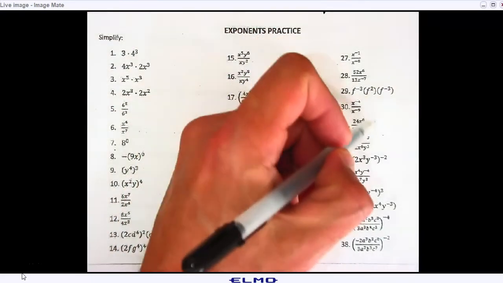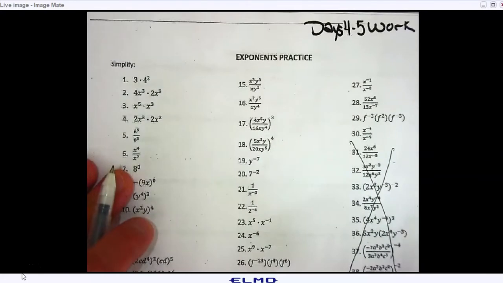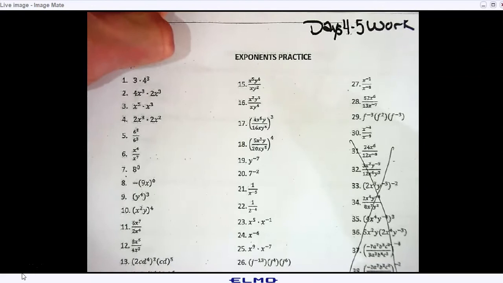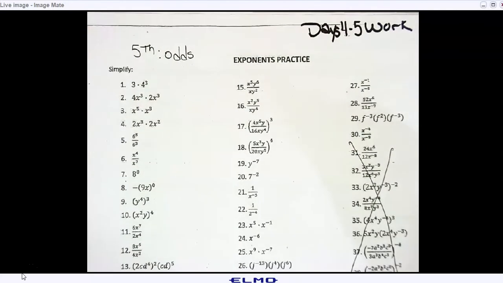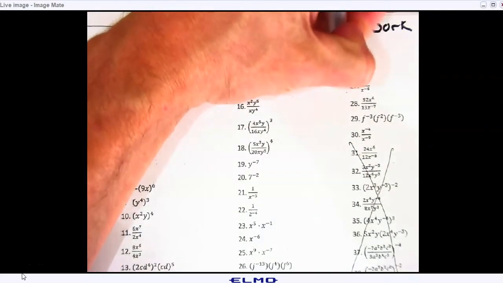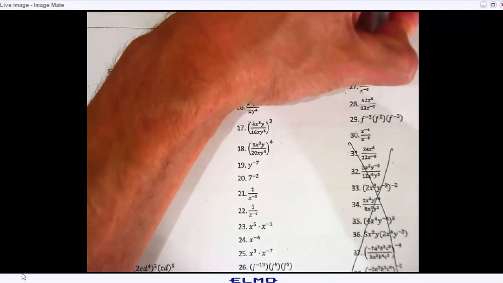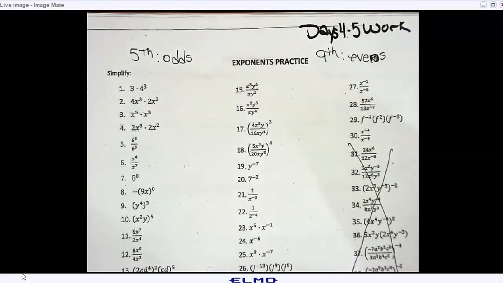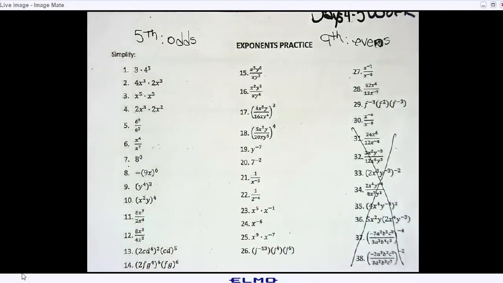So we can cross out from 31 through 38. Let's see who's paying attention to the video. Now, if you are in my 5th period class, you guys are going to do the odds. And if you are in my 9th period Algebra 2 class, you guys are going to do the evens. I wrote evens because I apparently don't know how to spell evens. So odds, 1, 3, 5, 7, 9, all the way up through 30, which is 15 problems. And the same thing for the even people too, for 6, 8, 10 up to 30. So that's all you guys have to do. It'll be due, let's make this by the end of the day, Thursday. All right, and that's all we're really going to do for the end of this week.